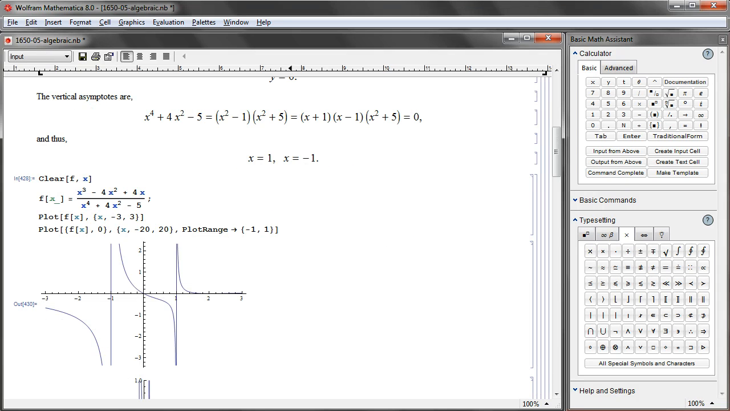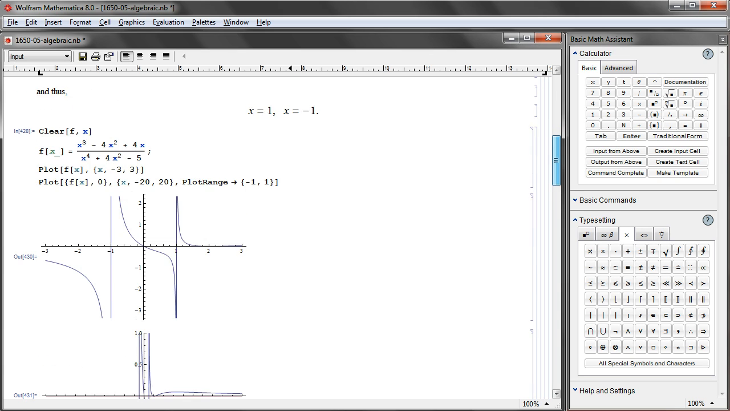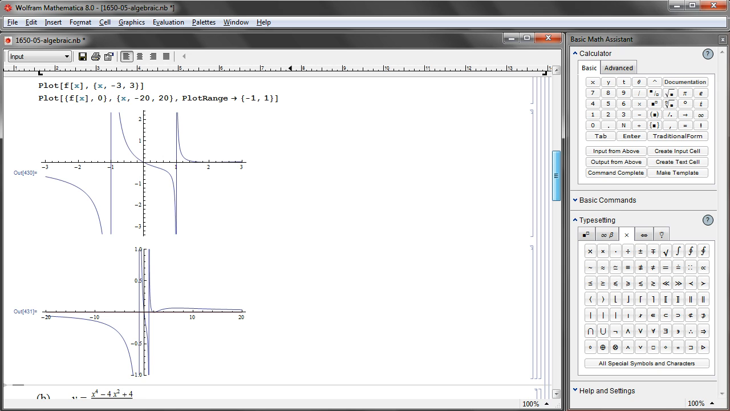Here's the graph, and you can actually see the behavior. When x is sufficiently large, you see that we have asymptotic behavior toward the x-axis. From the left-hand side, it's difficult to see, but if I zoom out, yes, you can see that.